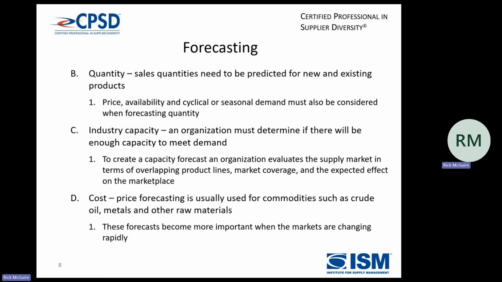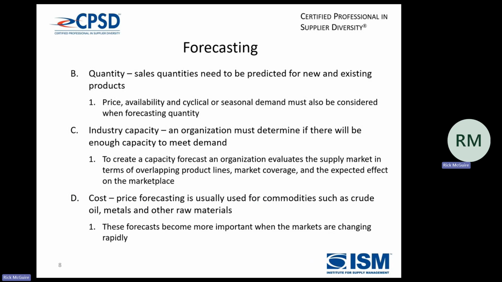So sales quantity needs to be predicted for new and existing products. Price availability and cyclical or seasonal demand must also be considered. Industry capacity. Organization must determine if there will be enough capacity in the supply chain to meet demand. To create a supply capacity forecast, an organization evaluates the supply market in terms of overlapping product lines, market coverage, and the expected effect on the marketplace.